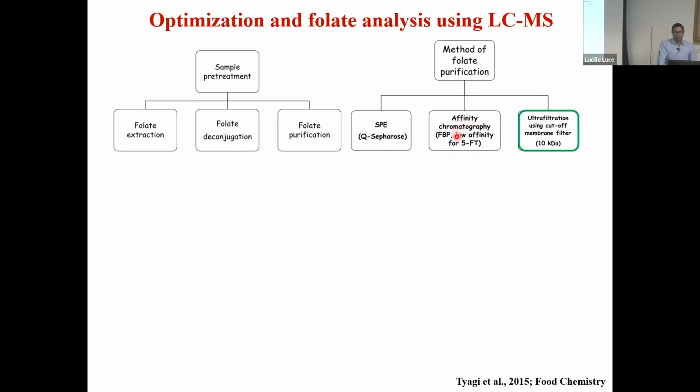Another is affinity chromatography, and the third one is ultrafiltration using a cutoff membrane filter. The drawback of affinity chromatography is that it has very low affinity for 5-methyl tetrahydrofolate, which is the third most abundant folate form. In our study, we used SPE using Q-Sepharose, but the problem with Q-Sepharose is that it has a 50 to 60% recovery rate, and we need a very high amount of salt to elute the folate.